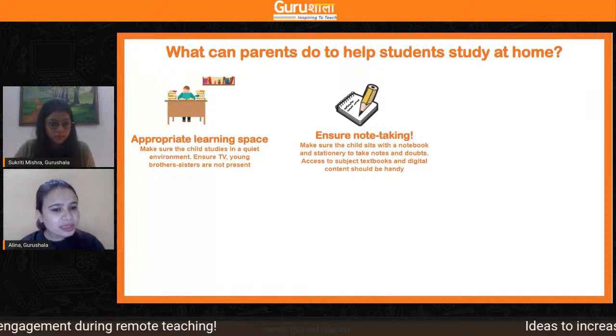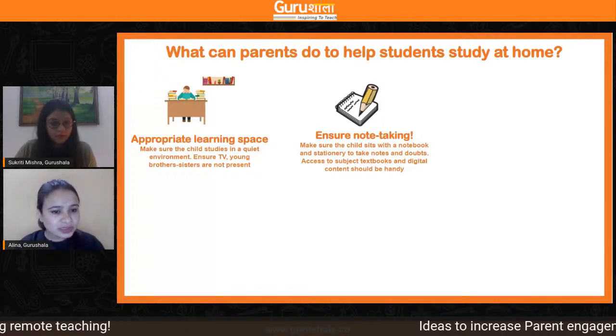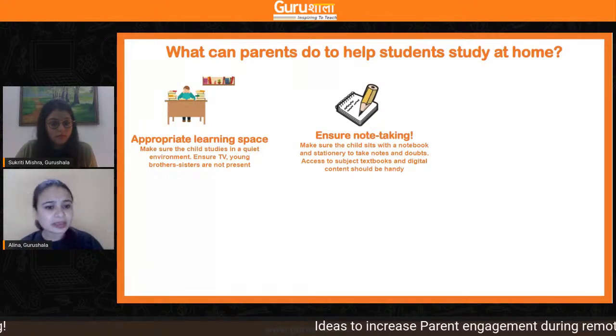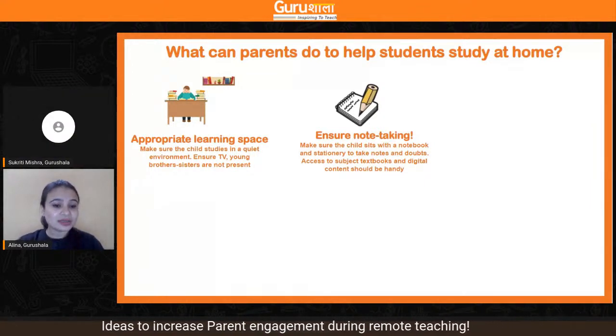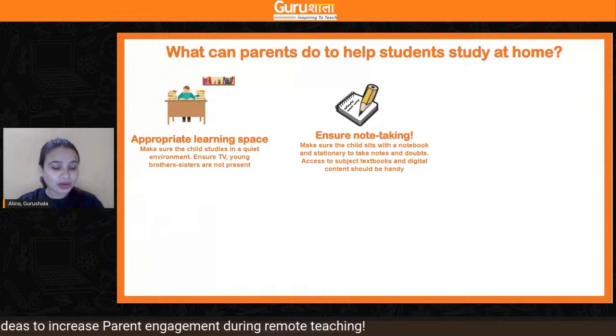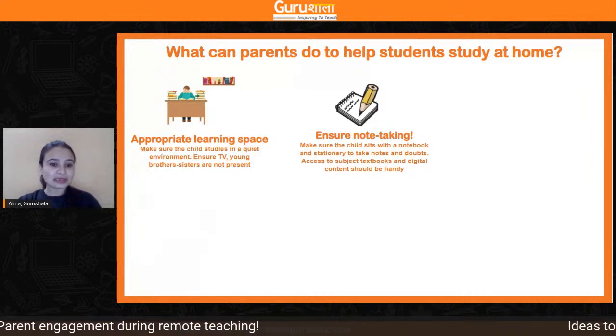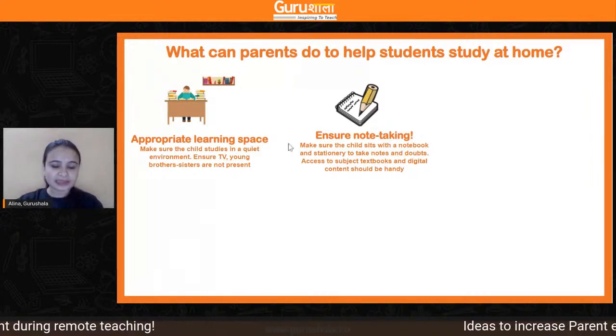And then they can also keep a check on those notes, whether they are in a proper manner, whether they are understandable or not, whether they're accessible afterwards, whether they'll be available after a certain point of time or not. So this is one element that can be considered by the parents.